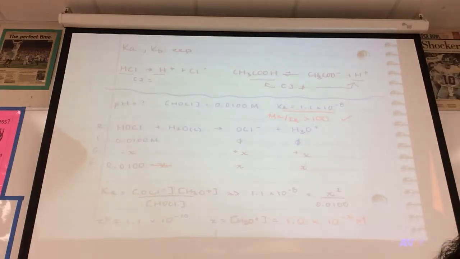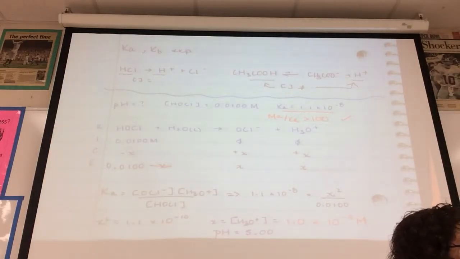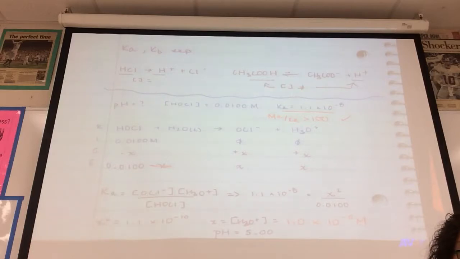So the pH is 5.00. Easy peasy, right? Is there ever going to be a unit for pH or pOH? Nope. No unit for pH, pOH, Ka, Kb. No unit, no unit. Easy, right? We're going to do one with a base.